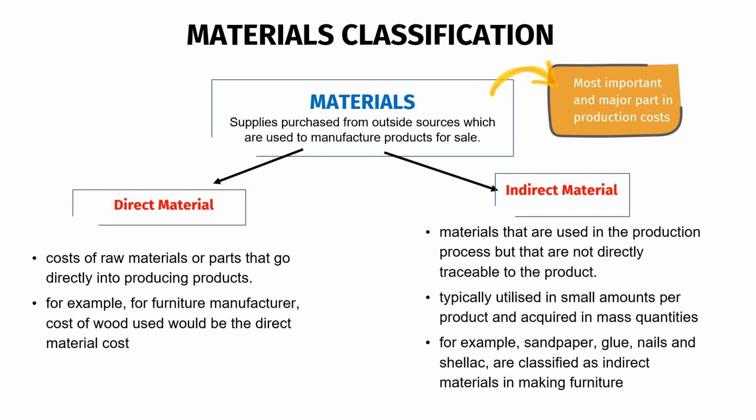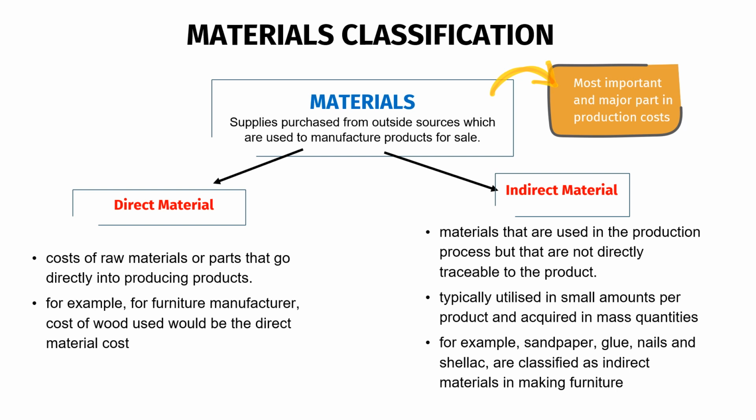Okay, another category of material is indirect materials. Indirect material actually refers to the material that is used in the production process but is not directly traceable to the product. It is part of the production of the product but it is not considered as basic or main as direct material. It is typically utilized in small amounts per product and acquired in mass quantity.